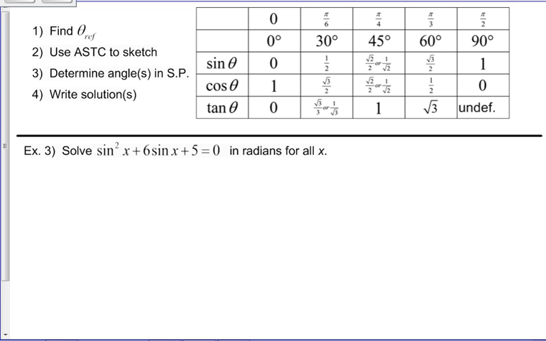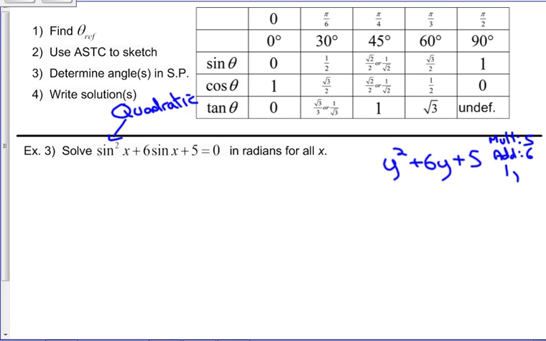Sine squared plus 6 sine x plus 5 equals 0. So again, quadratic because something is squared. In this one, they've been nice. They've already put it in equals 0 form for us. And you might be thinking, well, how do I factor it? So it's the same as y squared plus 6y plus 5. That's a short trinomial. So you're looking for numbers that multiply to 5 and add to 6. Two numbers that do that are 1 and 5. So this factors as y plus 1, y plus 5.